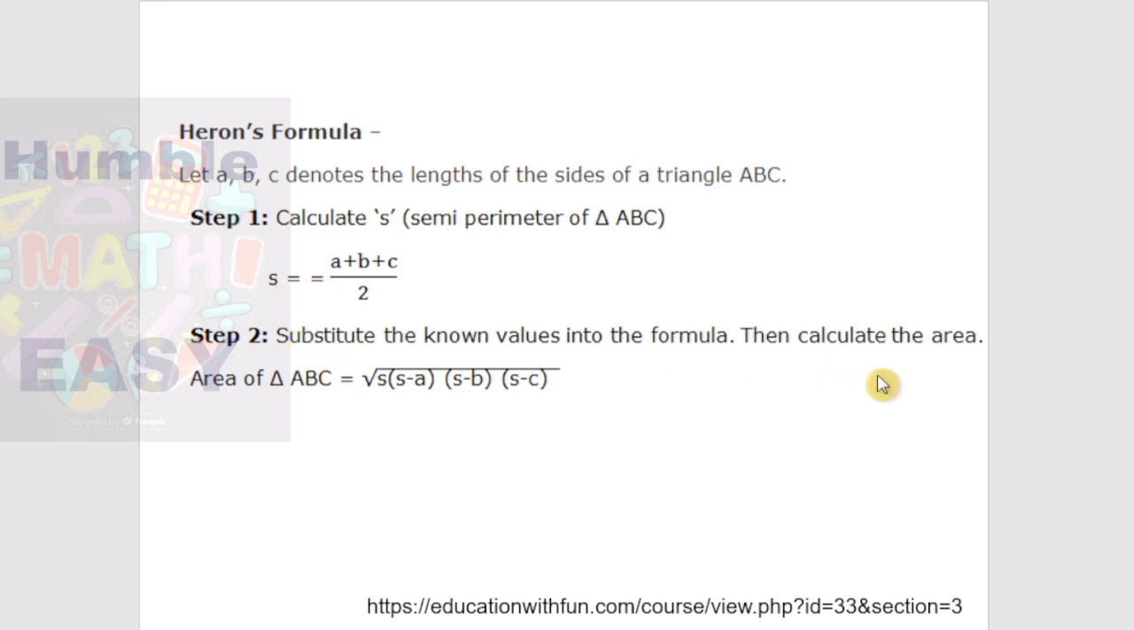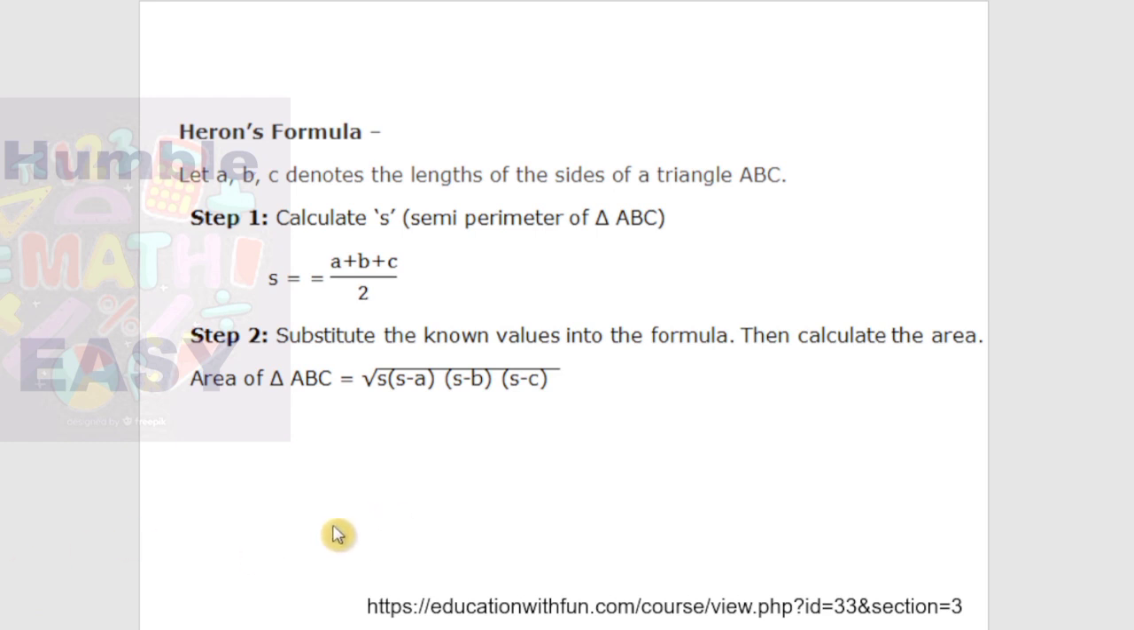To substitute into the formula, we calculate the area of a triangle by taking the square root of the semi-perimeter times the semi-perimeter minus side A, times the semi-perimeter minus side B, times the semi-perimeter minus side C.